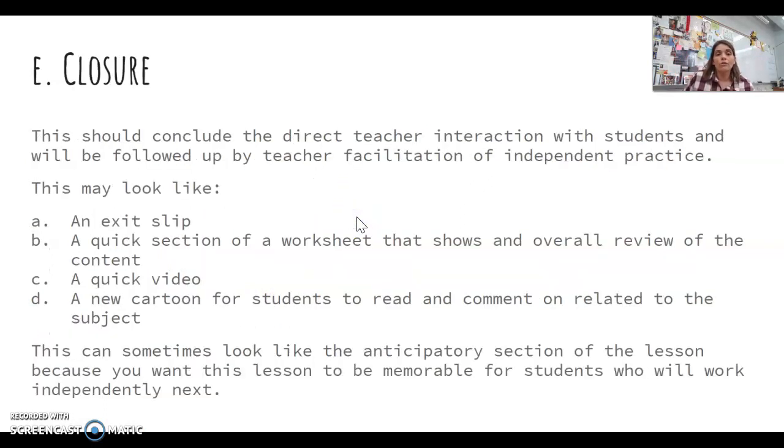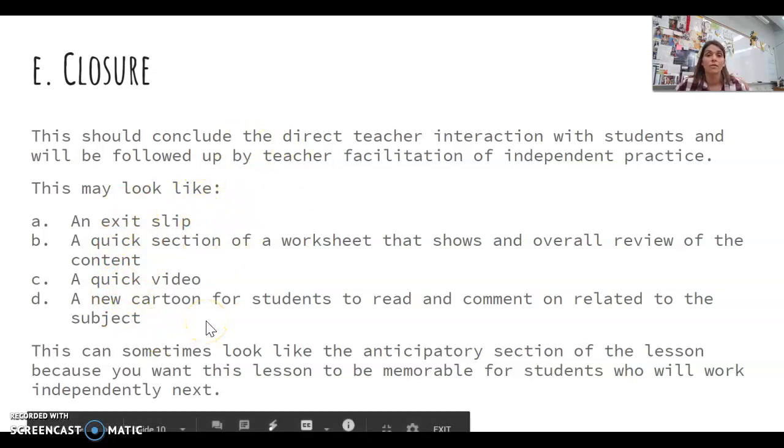And then your closure. This should conclude the direct teacher interaction with students. It can look like any of the following as well: an exit slip, a quick section of a worksheet, a quick video, a new cartoon. Any of these things work.